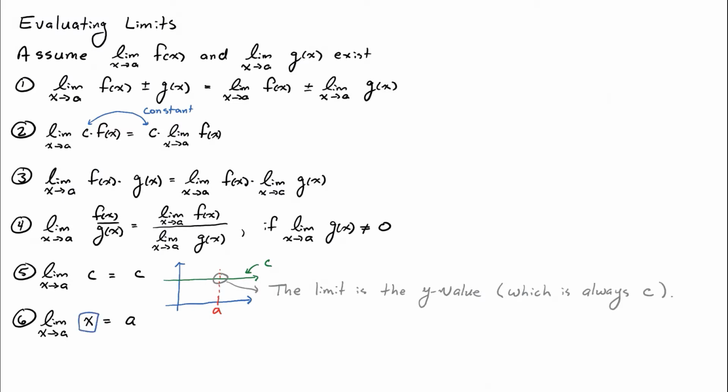Next, the limit of x as x goes to a. Ask yourself, what happens to x as x goes to a? It goes to a. Therefore, the limit is a. Understanding this will help you have a good conceptual understanding of what limits are doing.